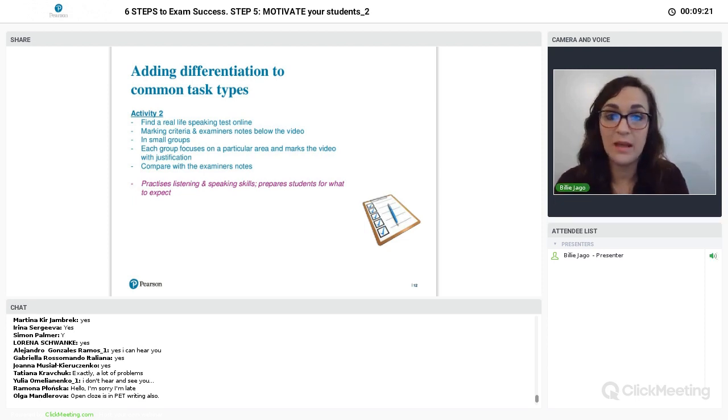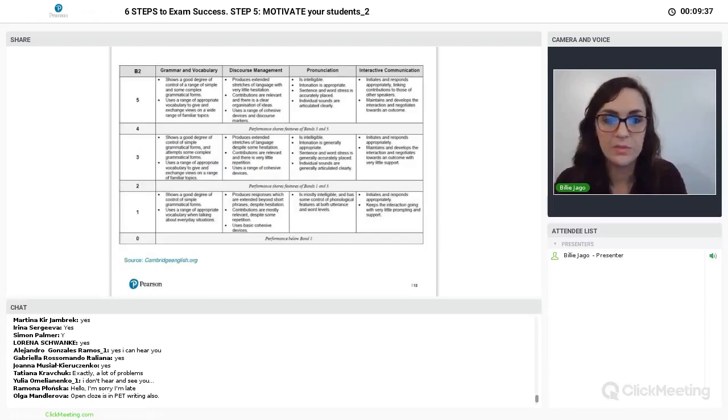So you can type that online, and often lots of videos come up with examinations, and there are often links to the notes and the marking criteria below the video as well. So you can divide the class into groups, give them something from the marking criteria to focus on in particular, which we can see here. And again, I've used the B2 as an example.